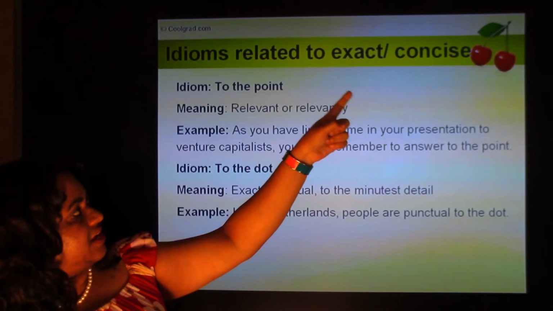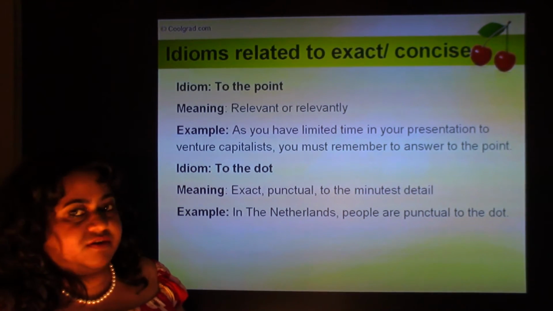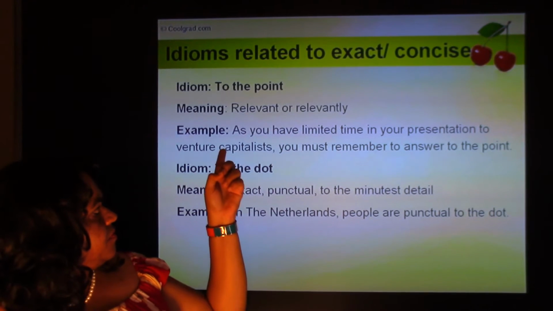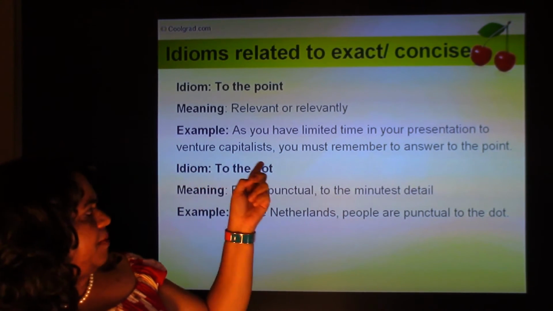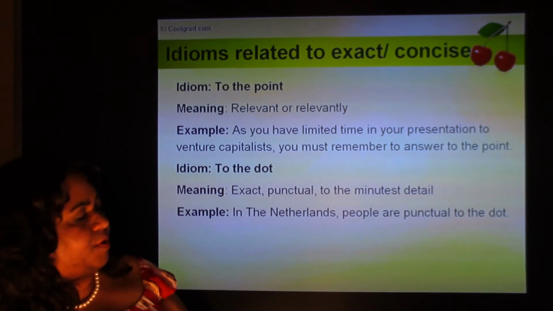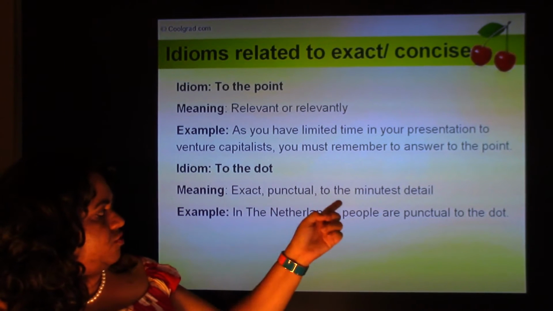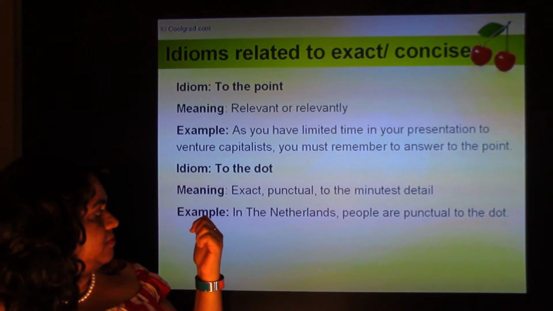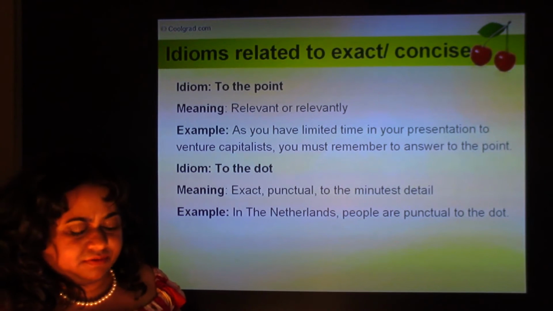Idioms related to exact or concise, some more. Idiom to the point means relevant, or something relevantly. Example, as you have limited time in your presentation to venture capitalists, you must remember to answer to the point. To the dot means exact, punctual to the minutest detail. Example, in the Netherlands, people are punctual to the dot.